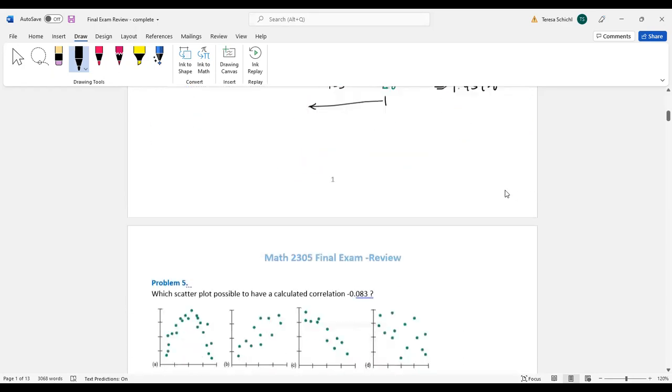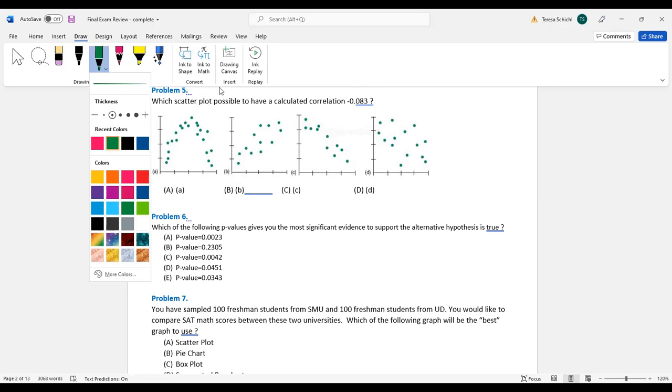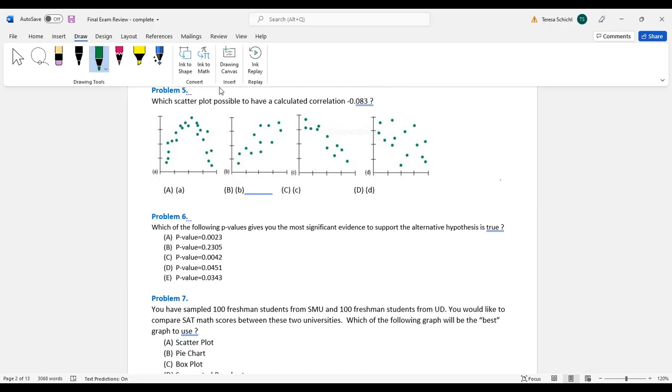Okay. Let's take a look at the next one here. Problem number 5. They said, which scatter plot has a possible correlation of negative 0.083? All right, so first thing here, we notice that this is very, very close to what? Close to 0, and it's negative.